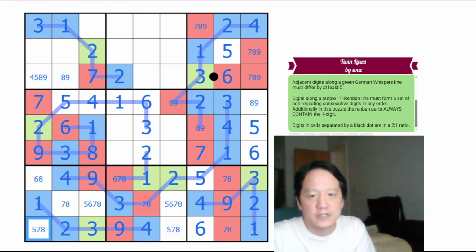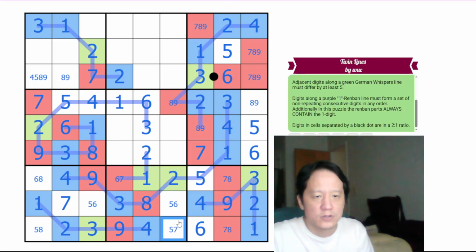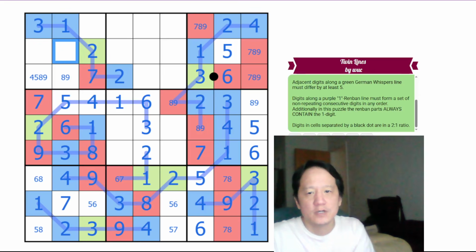7 eliminates 7 here. So where's 7 in box 7? It must be one of these two cells, which eliminates 7 here. So this is 8, which makes that 7. No 7, 8 here. No 7, 8 here. 8 eliminates 8 here and 8 here. We have 8, 9 remaining in column 2, which eliminates 8, 9 in the rest of the box, so this can't be 8 or 9.